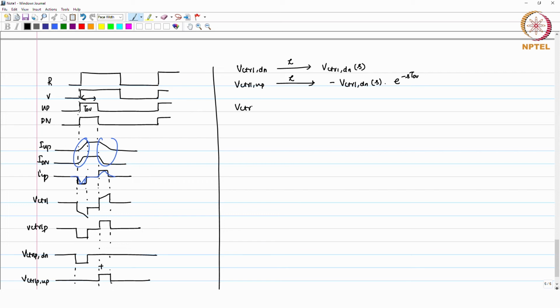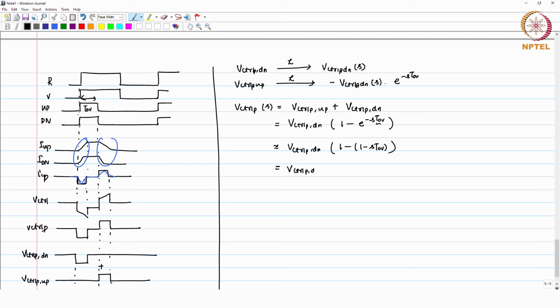So, overall V control, which is V control P, by the way, this is all P here, V control P of S in Laplace domain is V control P of up plus V control P of down, which is nothing but V control P of down into 1 minus e power minus S T overlap. If overlap period is quite small, then I can approximate e power minus S T as 1 minus S T overlap, right. So, this will effectively become V control P of down into S times T overlap. So, what you see here is that the control voltage is getting an extra filtering with respect to frequency, ok.